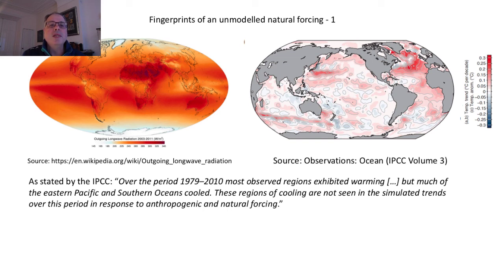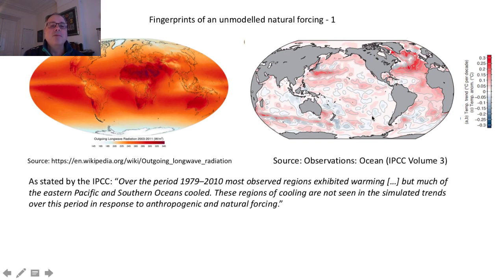These regions of cooling are not seen in the simulated trends over this period in response to anthropogenic and natural forcing. So the climate models cannot explain it. More evidence of an unmodeled forcing that's heating the Northern Atlantic and the Arctic. It's also visually apparent that the Northern Atlantic is heating more than the Pacific or Southern Oceans. Such was also reported for the 1900 to 1945 warming period.